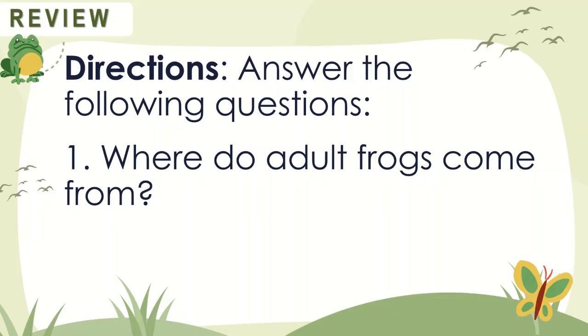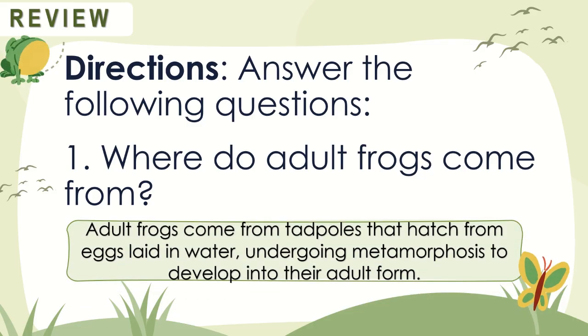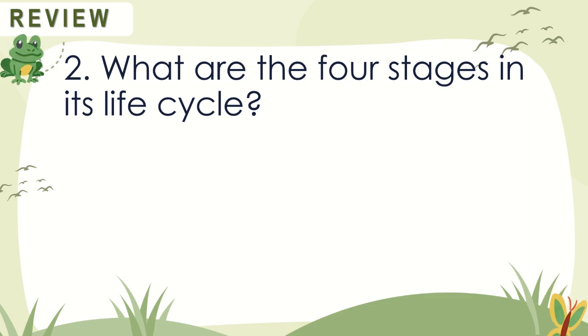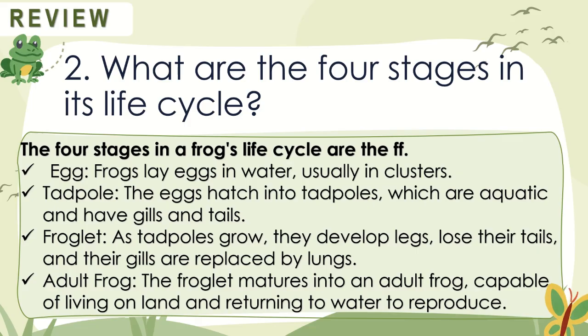For day 3, answer the following questions. Where do adult frogs come from? You're right. Adult frogs come from tadpoles that hatch from eggs laid in water, undergoing metamorphosis to develop into their adult form. What are the 4 stages in its life cycle? You're right. The 4 stages in a frog's life cycle are the following. We have egg, tadpole, froglet, and adult frog.